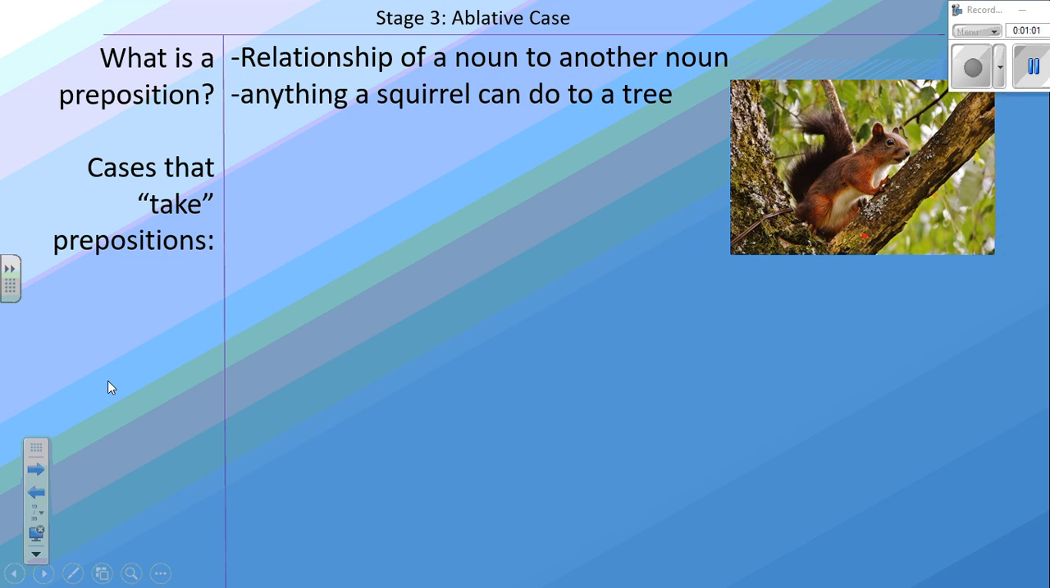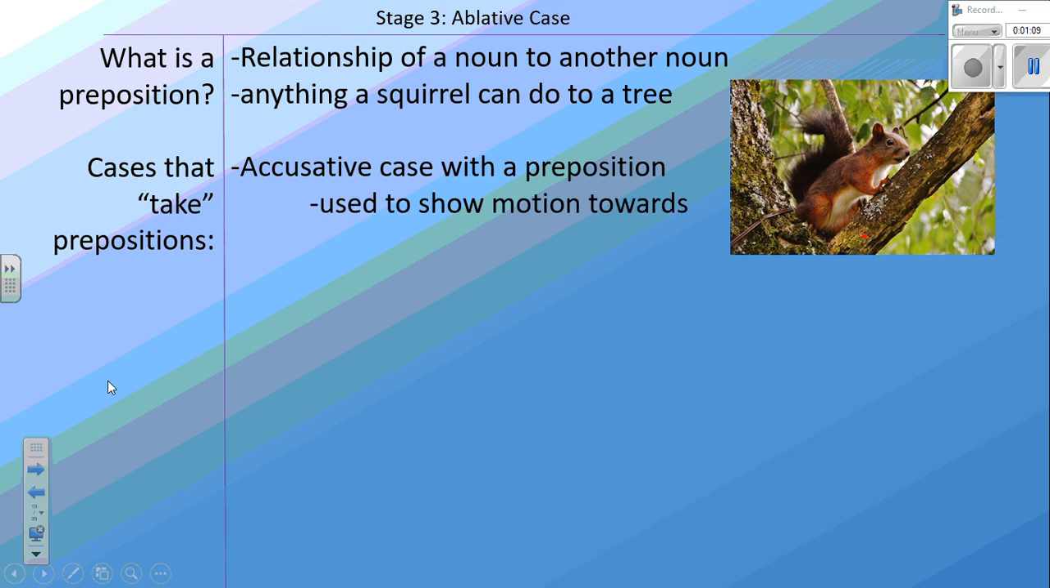So there's two cases that we've learned so far that can use prepositions. The first is the accusative case, and it uses a preposition when you're showing motion towards something. So the squirrel goes towards the tree. The squirrel goes into the tree. So for example, the two prepositions we've learned that work with the accusative case are ad, which means to, towards, or near, and in, which with the accusative case means into or onto.